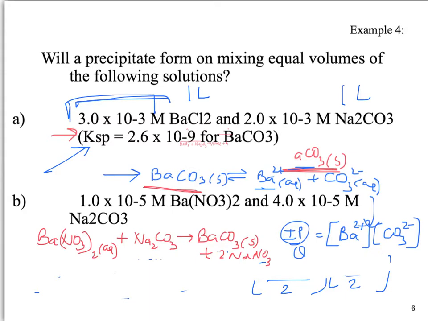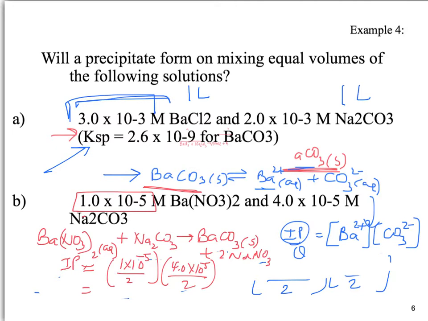So we have essentially the same concept and the same equilibrium to worry about. I'm going to determine the IP. It's equal volumes that we are taking. Barium is coming solely from the barium nitrate, so I'm going to use that concentration, 1 times 10 to the negative 5 divided by 2, and 4 times 10 to the negative 5, divided by 2 as well. So your value comes out to be 1 times 10 to the negative 10. And that value is less than 2.6 times 10 to the negative 9, which means precipitation is not going to take place.